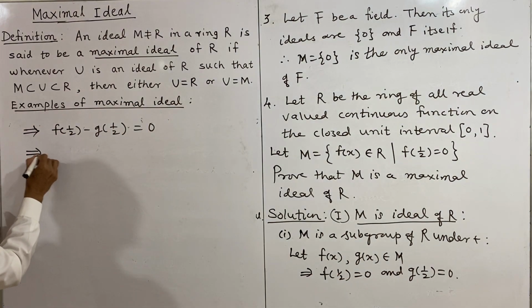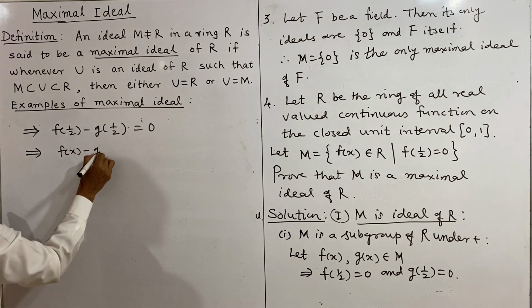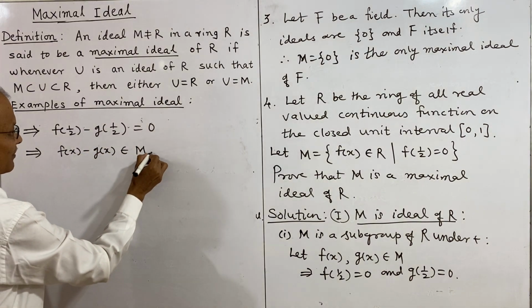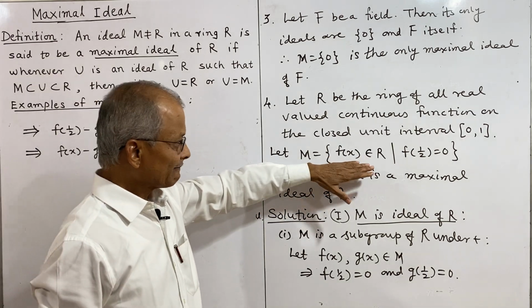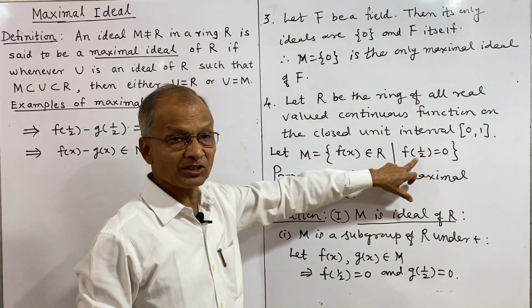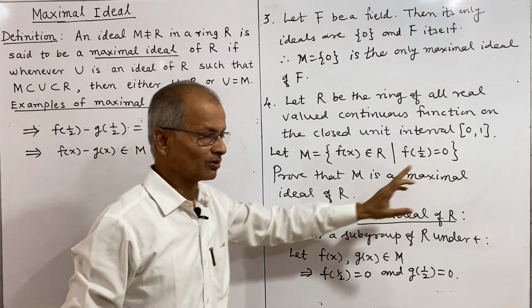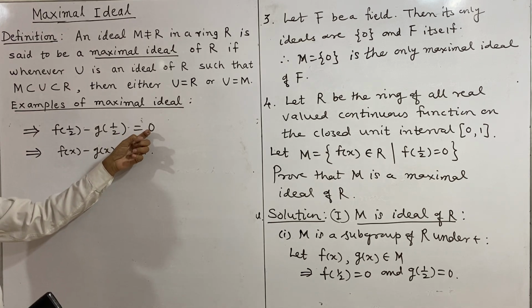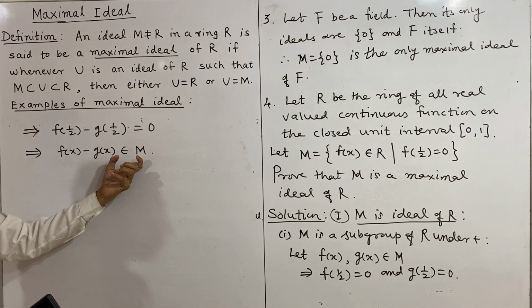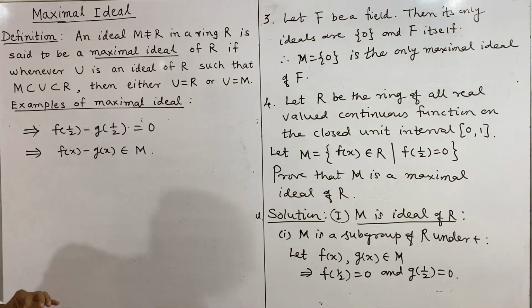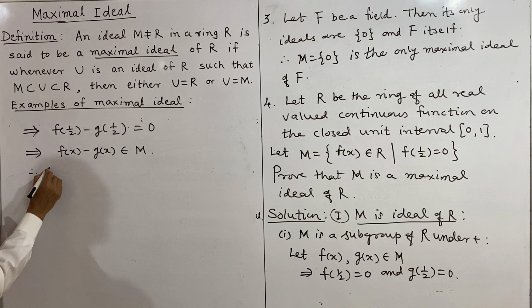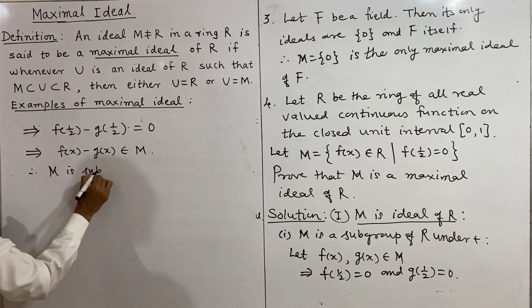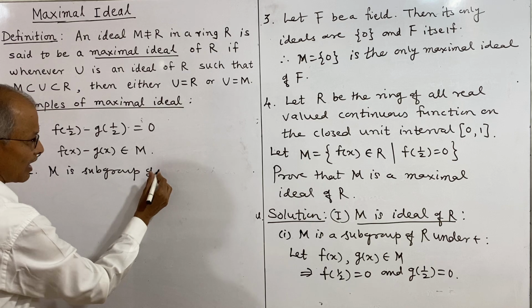And this shows that the difference of these functions f(x) minus g(x) belongs to M. So this implies f(x) minus g(x) belongs to M by definition of M. So what is the definition of M? Those functions which give the image of half equal to 0. Now what we have here, f of half minus g of half is equal to 0. Therefore f(x) minus g(x) belongs to M, and thus this is a subgroup under addition. That proves the first condition. Therefore M is a subgroup of R under addition.